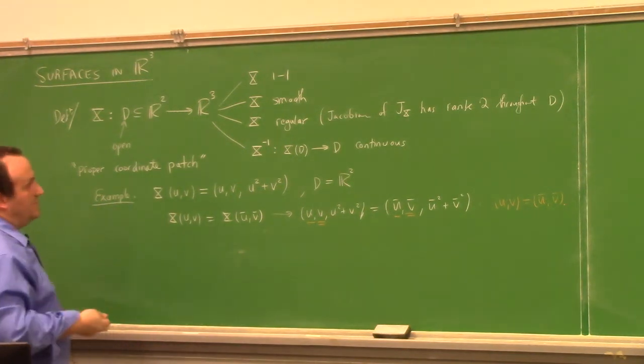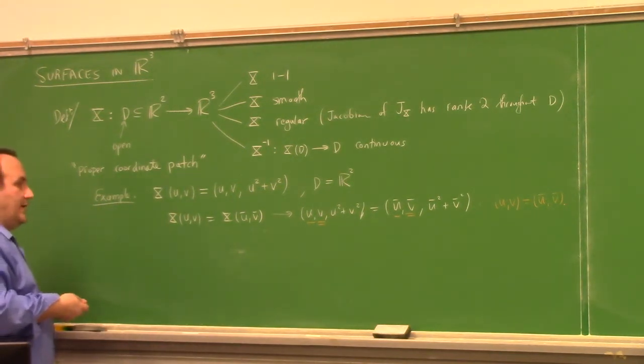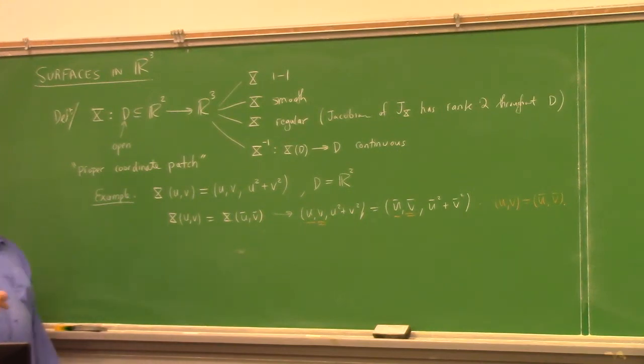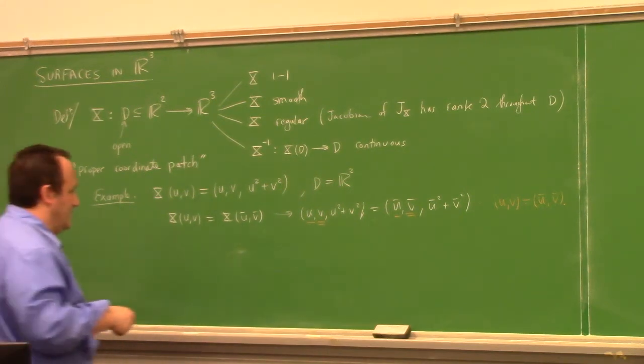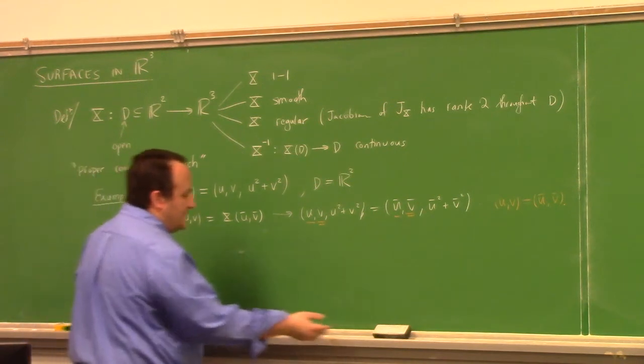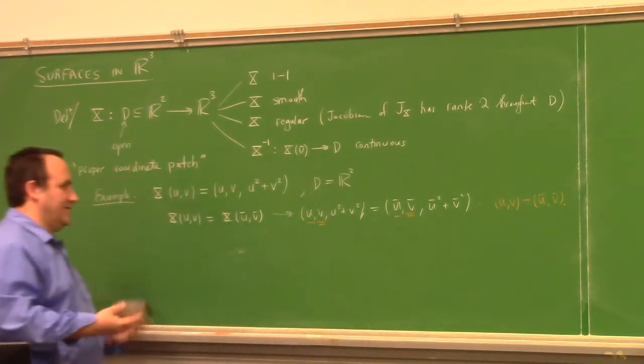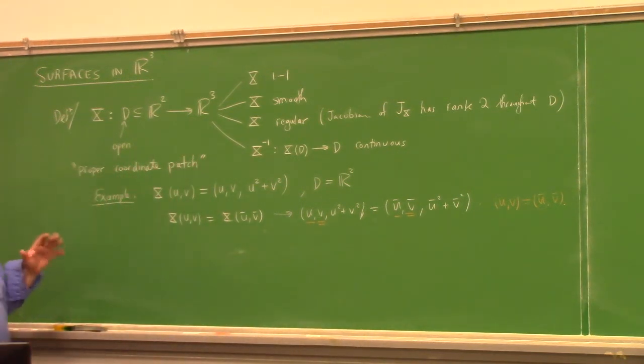It's one-to-one. Is it smooth? As a general rule of thumb, if you have formulas, it's smooth. We have formulas. Now, you can come up with a formula which fails to be smooth. It's not that hard to do, but if the formula makes sense, it's probably smooth. These are smooth.